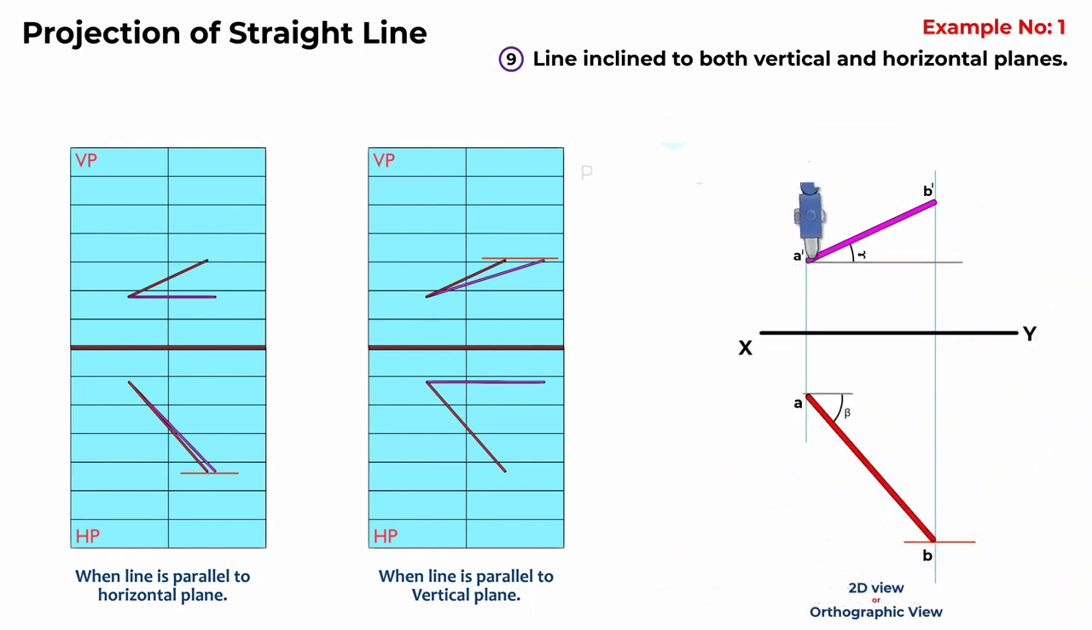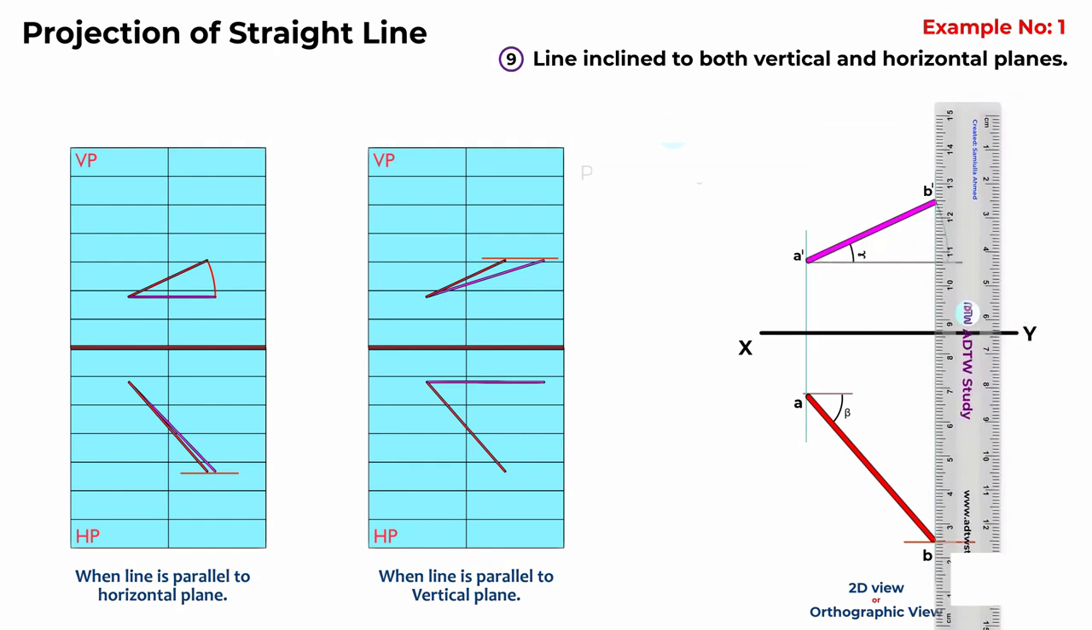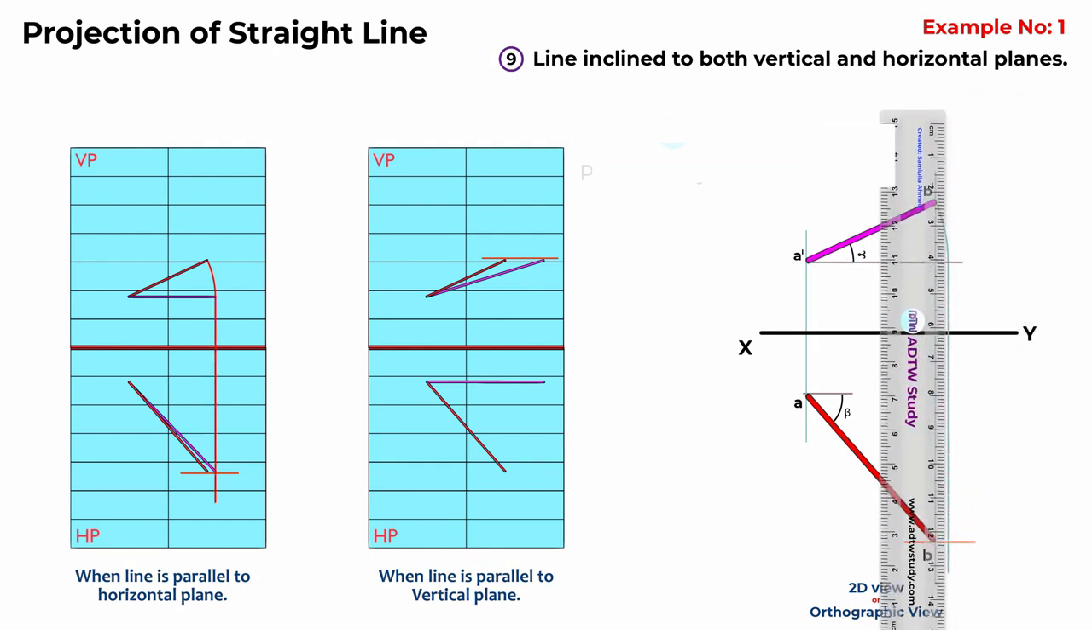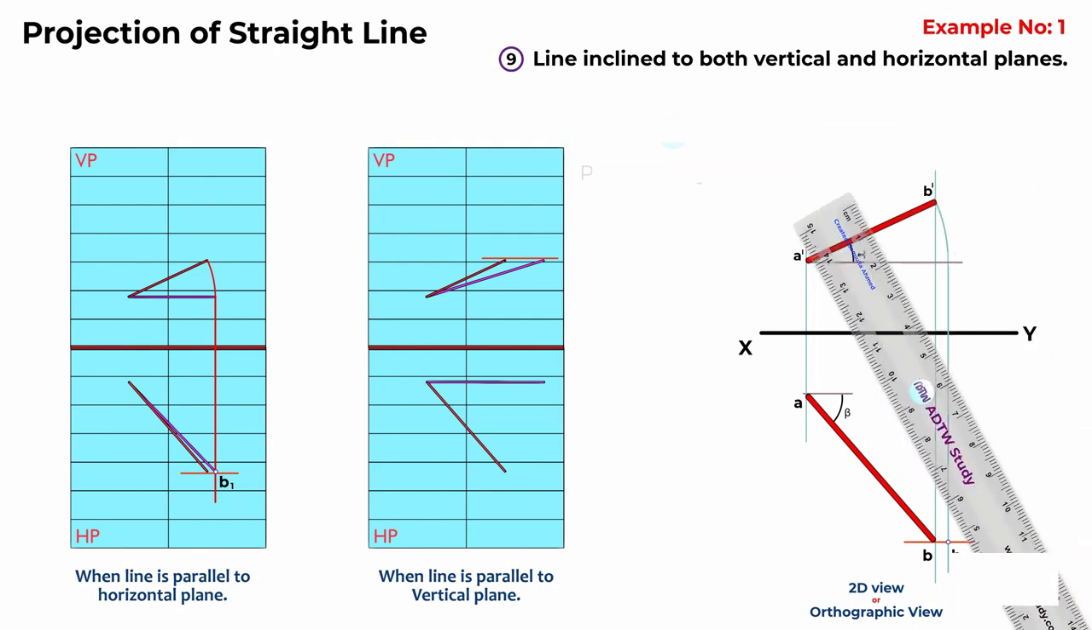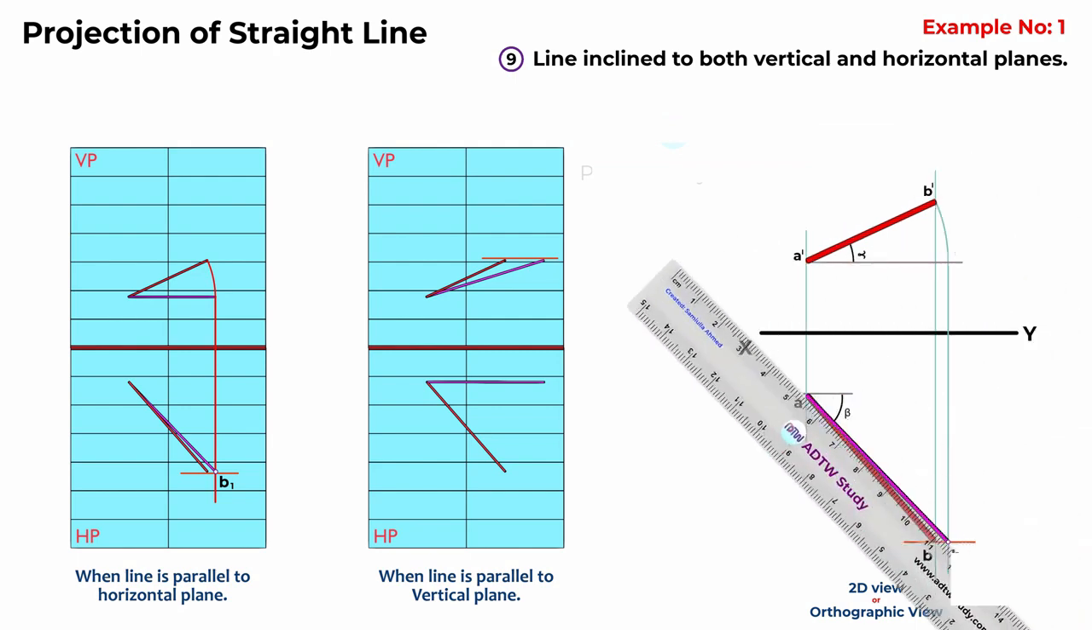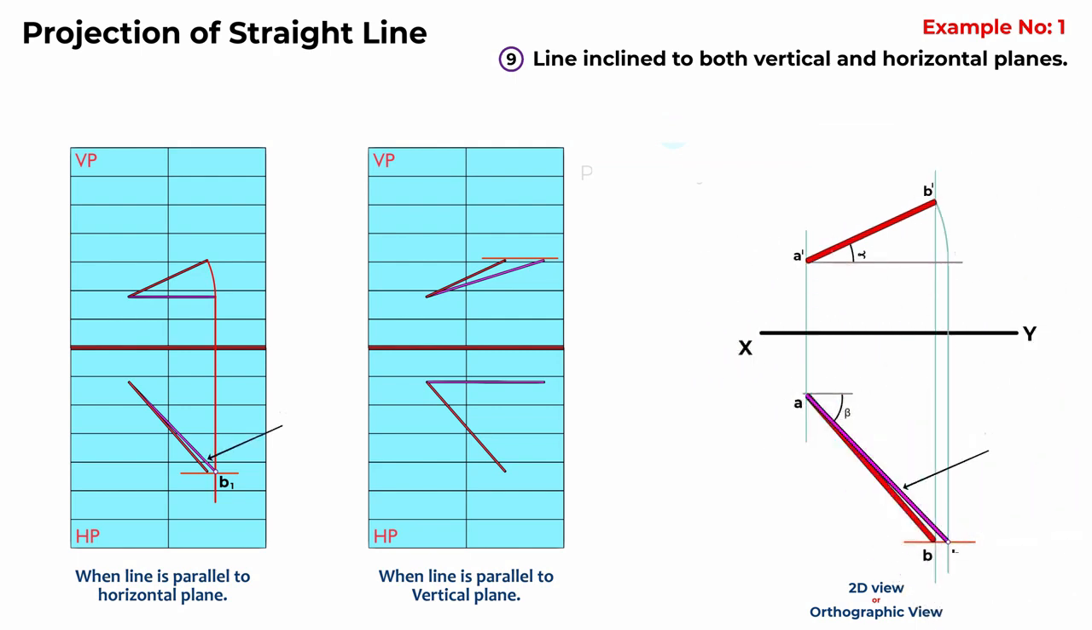Then, use a compass, set to the length of the line in the front view and draw an arc. Extend this line downwards to find the new endpoint. Let's call it B1. The intersection point here is the end of our tilted line. Then, draw a line from point A to this new B1 point. This line represents the true length.